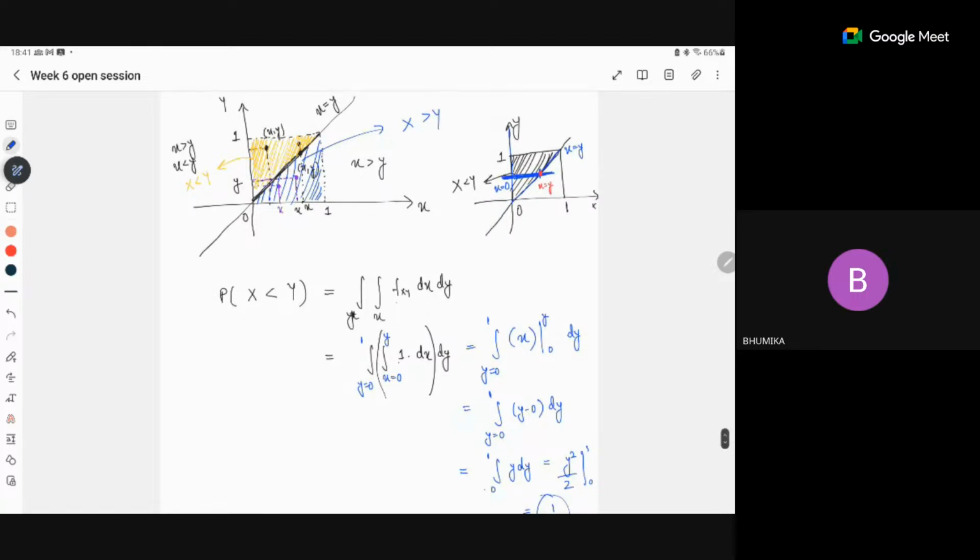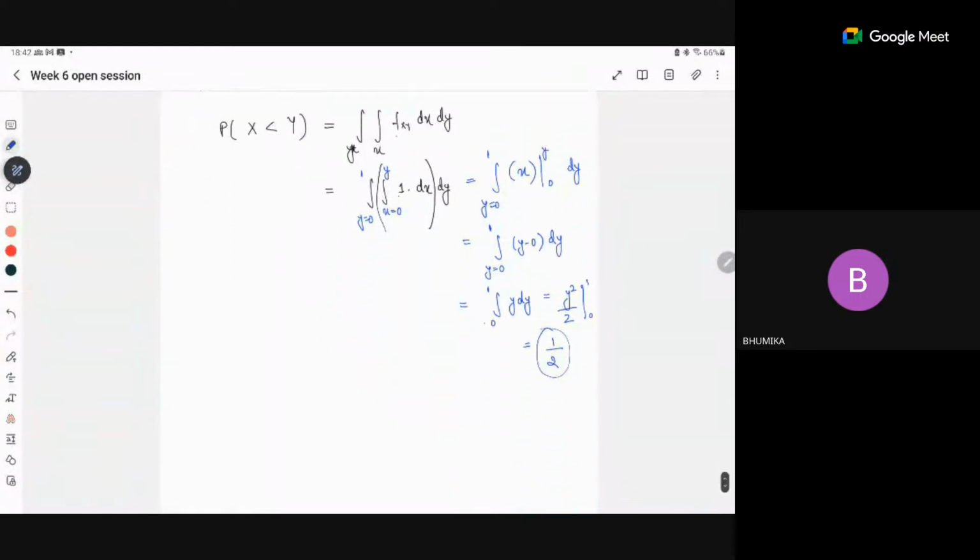Once you have fixed your limit of x from 0 to y, it can be any horizontal strip. Let's say I draw a horizontal strip here. My x is varying from 0 to y. It ends at this line, which is nothing but y. Any line you draw, my x is always varying from 0 to y. That is why we have written our limit of x from 0 to y. Once we have fixed this limit of x, and I know that my y is varying from 0 to 1, I can take the limit of y from 0 to 1.